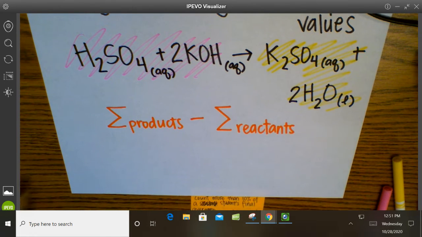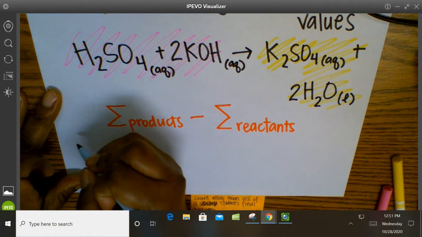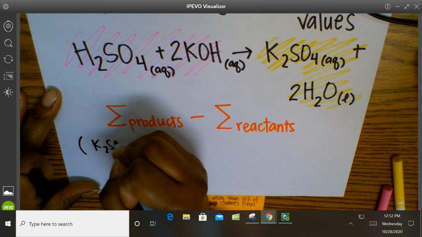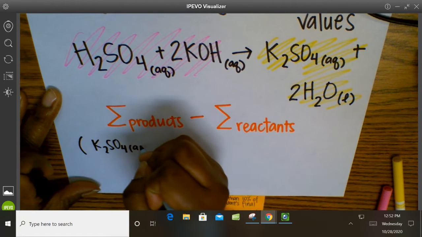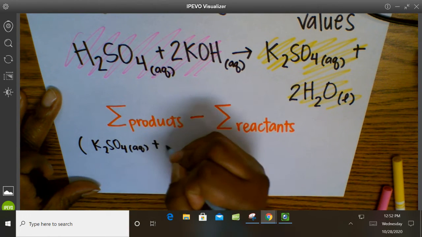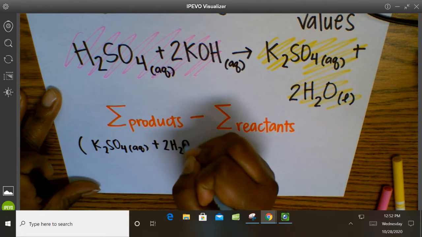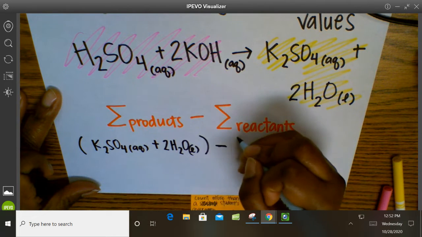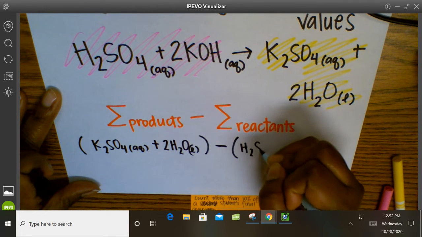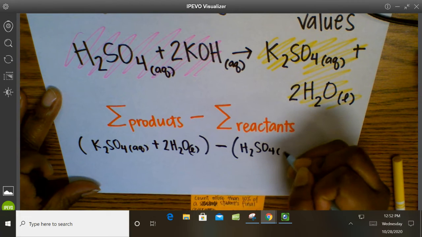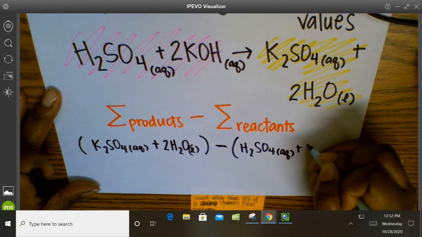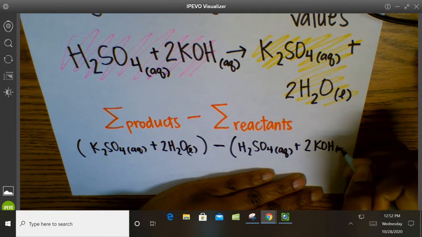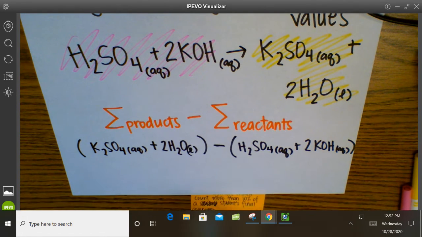Now, if I just rewrite this to help us out, I'm going to put the products in parentheses, K2SO4 aqueous plus 2H2O liquid, minus, all right, H2SO4 aqueous plus 2KOH aqueous.